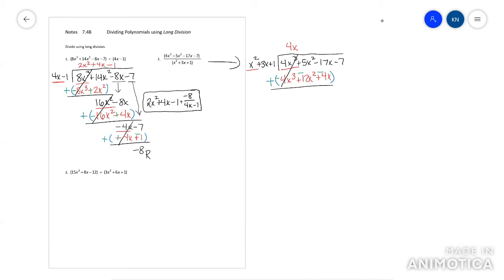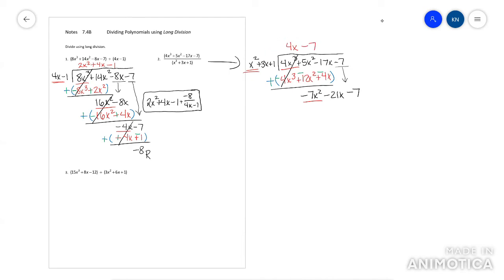The x cubes will cancel. Then I've got 5x squared plus negative 12x squared. That's negative 7x squared. And then I got negative 17x plus negative 4x. That's negative 21x. All right, then I drop my last term and repeat. First term divided by first term. Negative 7x squared divided by x squared is just negative 7. I'm then going to distribute this negative 7.